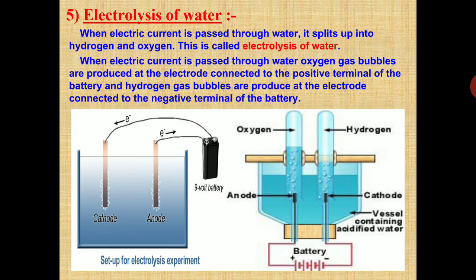One example for chemical effect of electric current is electrolysis of water. When electric current passes through water, it splits up into hydrogen and oxygen. This is called electrolysis of water.